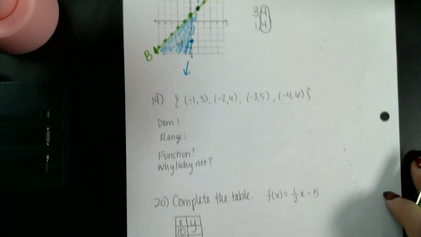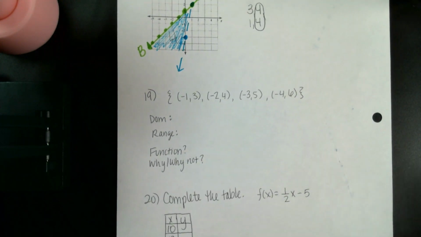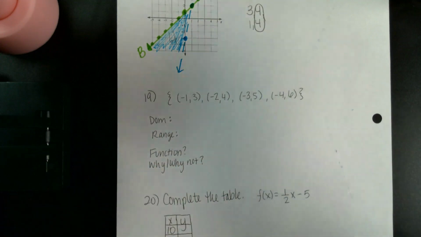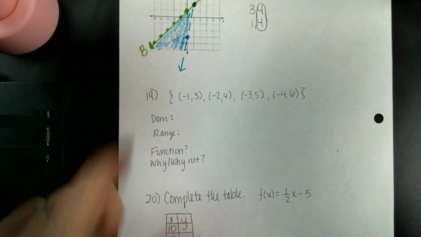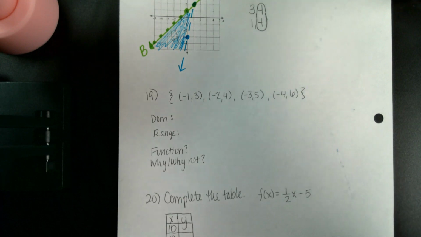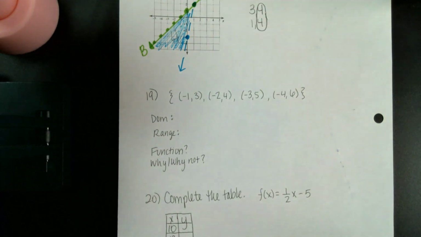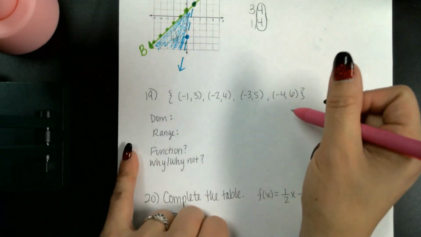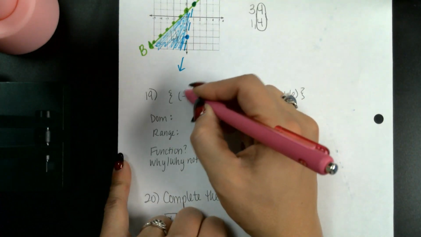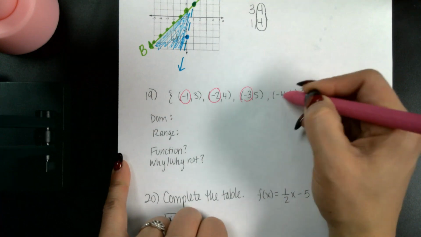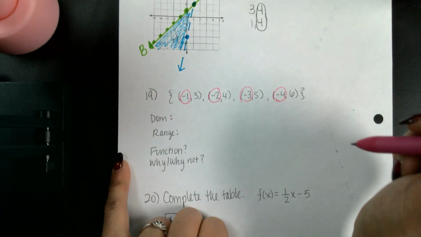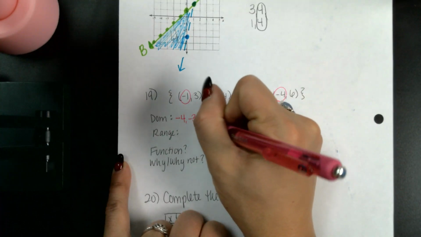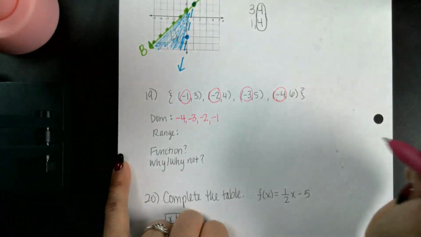All right, then 19. I have given you 4 ordered pairs. I want you to tell me the domain. I want you to tell me the range, and then I want you to tell me if it's a function or not and how you know. Okay, so domain. What numbers are the domain? The x's, and aren't they supposed to be least to greatest? So wouldn't it start with -4, -3, -2, -1?